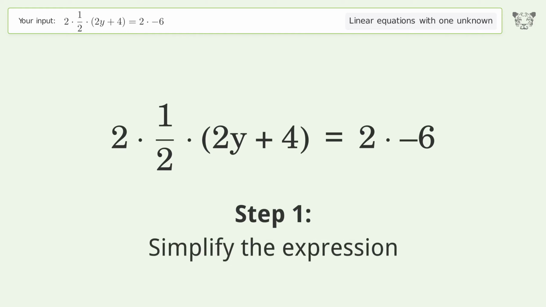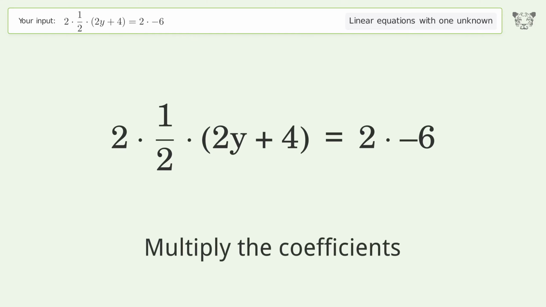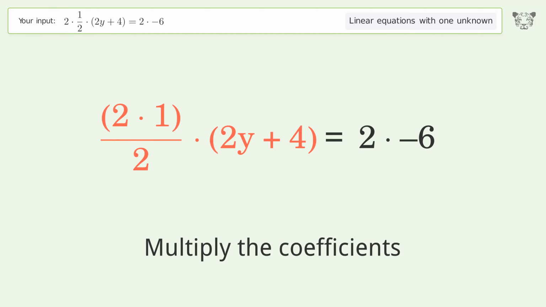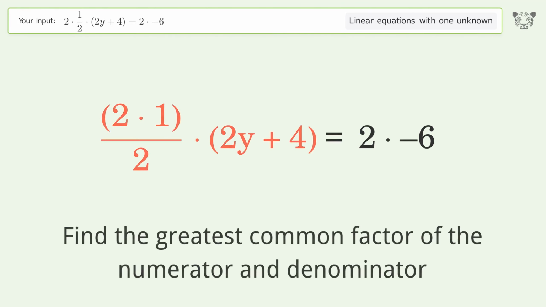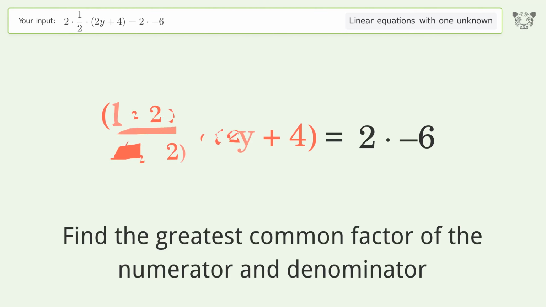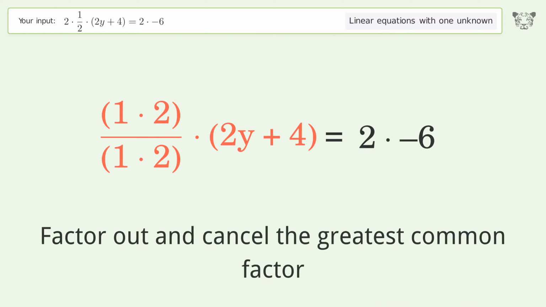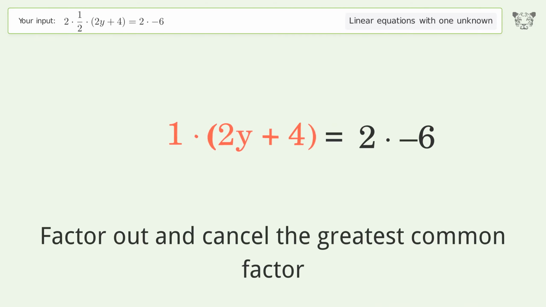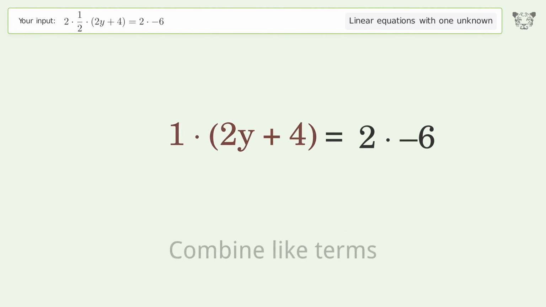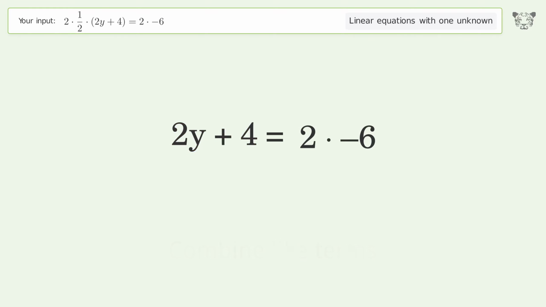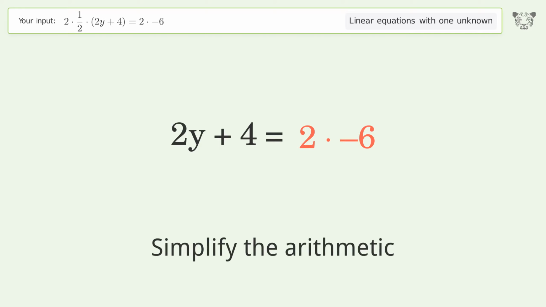Simplify the expression. Multiply the coefficients. Find the greatest common factor of the numerator and denominator. Factor out and cancel the greatest common factor. Combine like terms. Simplify the arithmetic.